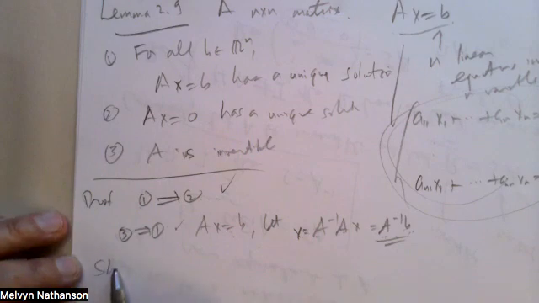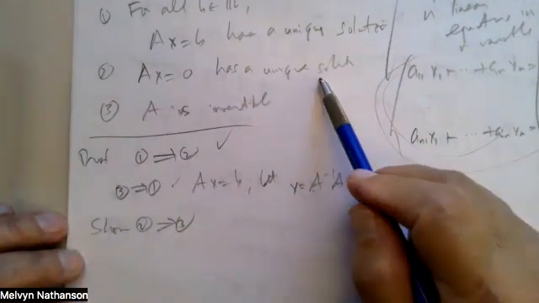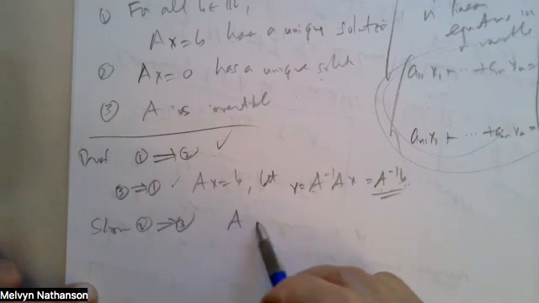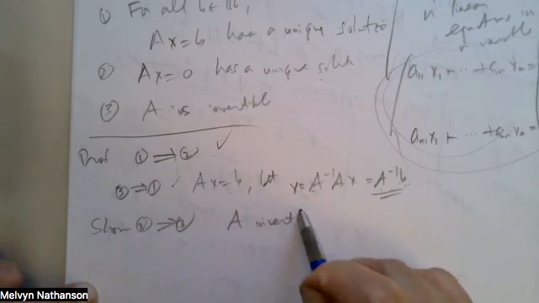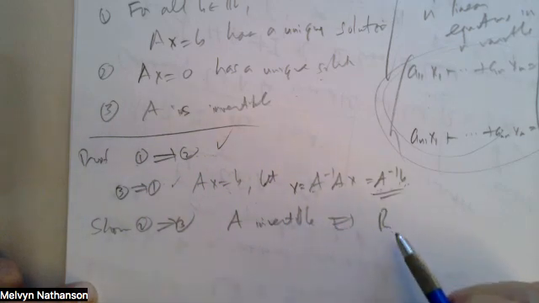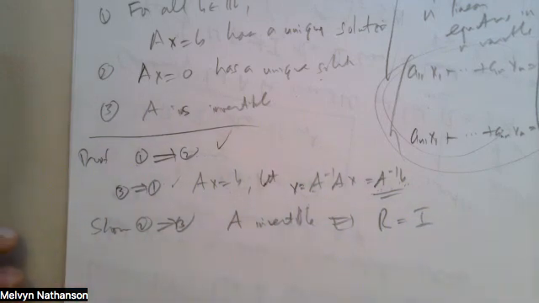So we want to show that 2 implies 3. We want to show that if the homogeneous system of equations has a unique solution, then A is invertible. So we know A is invertible if and only if the reduced row echelon form of the matrix is the identity. Right?